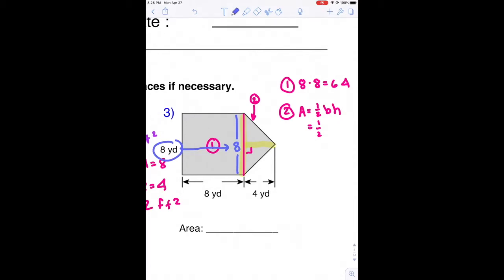So I know that one of my numbers is 8. My other number is going to be this right here. This is 4. So 1/2 times 8 times 4. In my head, I could take 1/2 of 8 first. That's 4. 4 times the other 4 is 16. So now I have to add my 64 plus my 16. And that equals 80 yards.